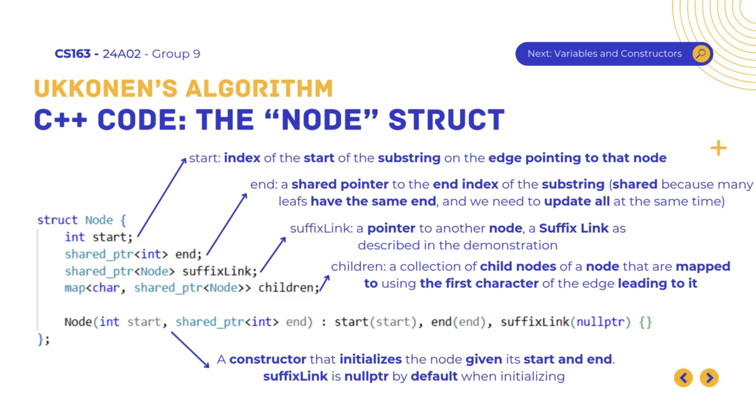A suffix link is a pointer to another node, as described in the demonstration earlier. And lastly, we need a collection of child nodes that are mapped to using the first character of the edge leading to it. The last line is just a constructor that makes things easier by initializing the node when we know its start and end.